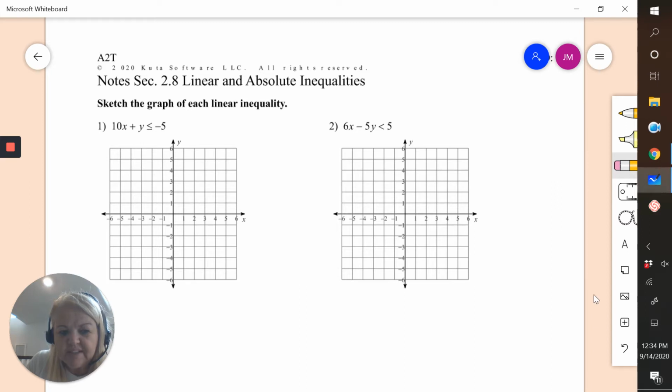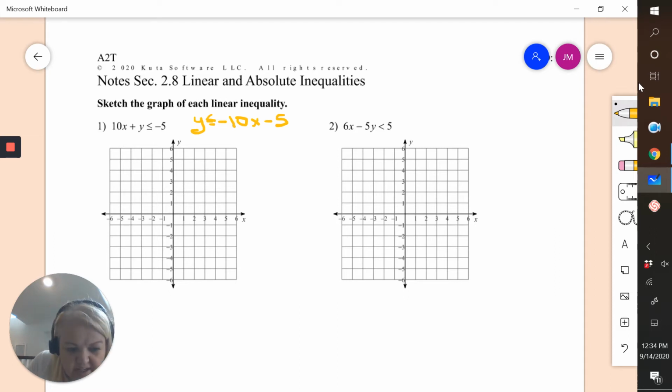So I'm going to subtract the 10x from both sides. So I have y equals negative 10x, and I'm going to put it in front so that I'm in nice slope-intercept form. So I'm going to graph this line first. It's really a less than or equal to, sorry. But what I'm first going to do is graph the line y equals negative 10x minus 5.